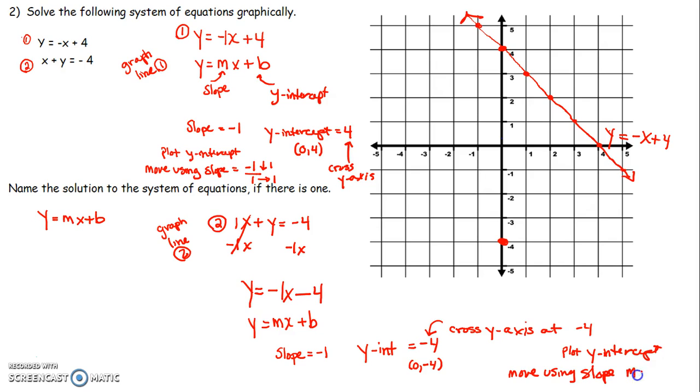So my slope happens to equal -1. We can always make that into a fraction by putting it over 1. You always want to put your slope in fraction form, because the top number tells you how to move up or down, and the bottom number tells you how to move left or right. So because this is -1, it says move down 1 unit. This +1 here says move to the right 1 unit. So from our y-intercept, we move down 1, right 1.